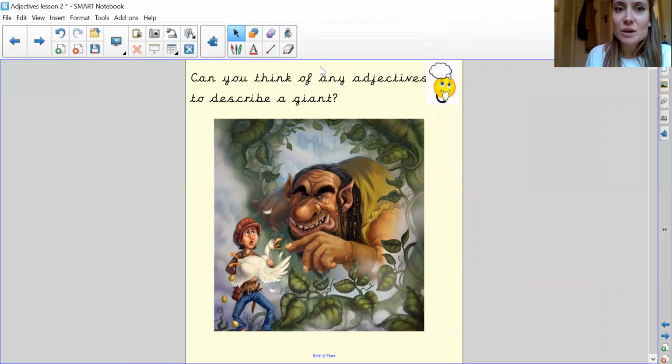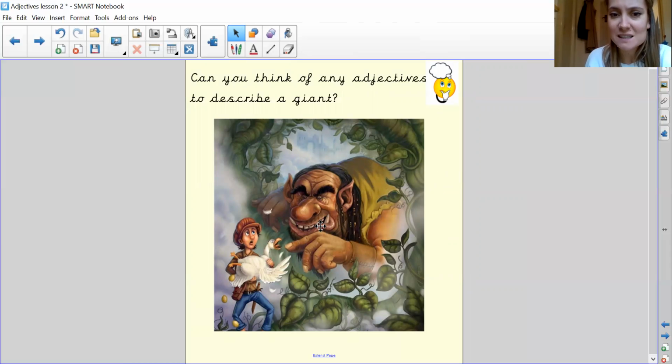Okay, now I'm going to show you some pictures of some gruesome looking giants. And whilst I'm showing you them, I want you to have a think carefully about what adjectives you might use to describe this giant. So let's have a look at this first picture. Oh, it's very ugly. What adjectives might you use to describe the giant or the different parts of his face? Have a think. Okay, should I tell you some I came up with?